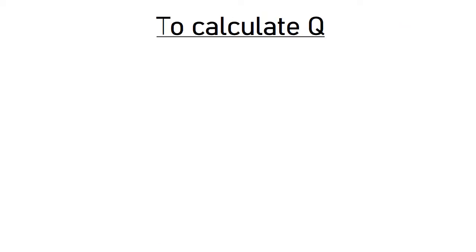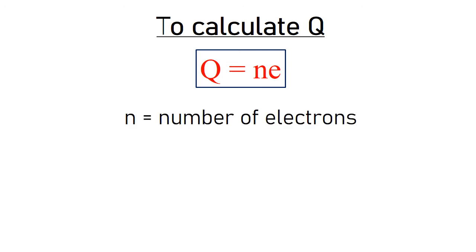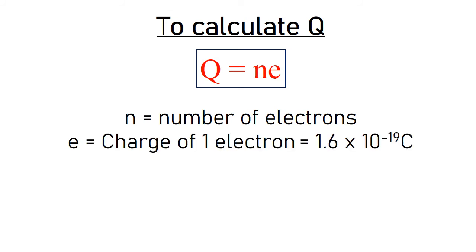Now we'll see what Q is and how it is calculated. Q is nothing but quantity of charge. Charge of what? Electrons. So Q is equal to N into e, where N stands for the number of electrons and e stands for the charge of 1 electron. Charge of 1 electron is equal to 1.6 into 10 to the power minus 19 coulombs. Okay? So Q is equal to Ne, number of electrons into charge of 1 electron.